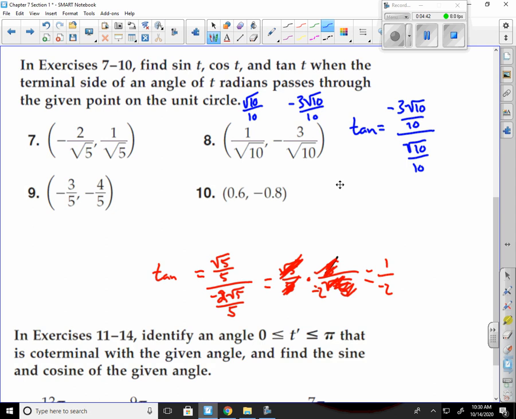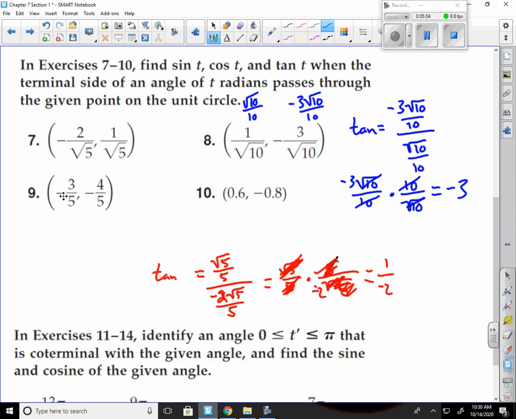Flip that and multiply. Negative 3 root 10 over 10 times, the bottom's the only one that flips, by the way. Some of you were flipping them all, which just makes it ugly. All that cancels out. Our tangent is negative 3.